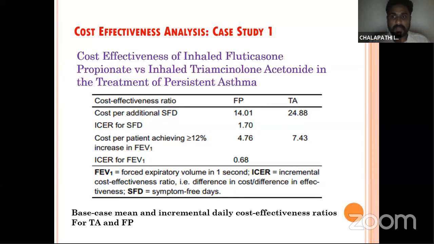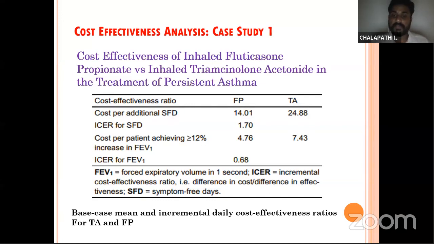When you do the incremental cost effectiveness ratio, you have to calculate the difference in cost of your interventional drug divided by the difference in benefit relative to your comparator. When you do this calculation, you will get 1.7 for the ICER for SFD in FP when compared to TEM, and for a single FEV1 you will get 0.68. How you have to interpret it: the calculation is the difference in cost divided by the difference in effectiveness of intervention minus comparator.